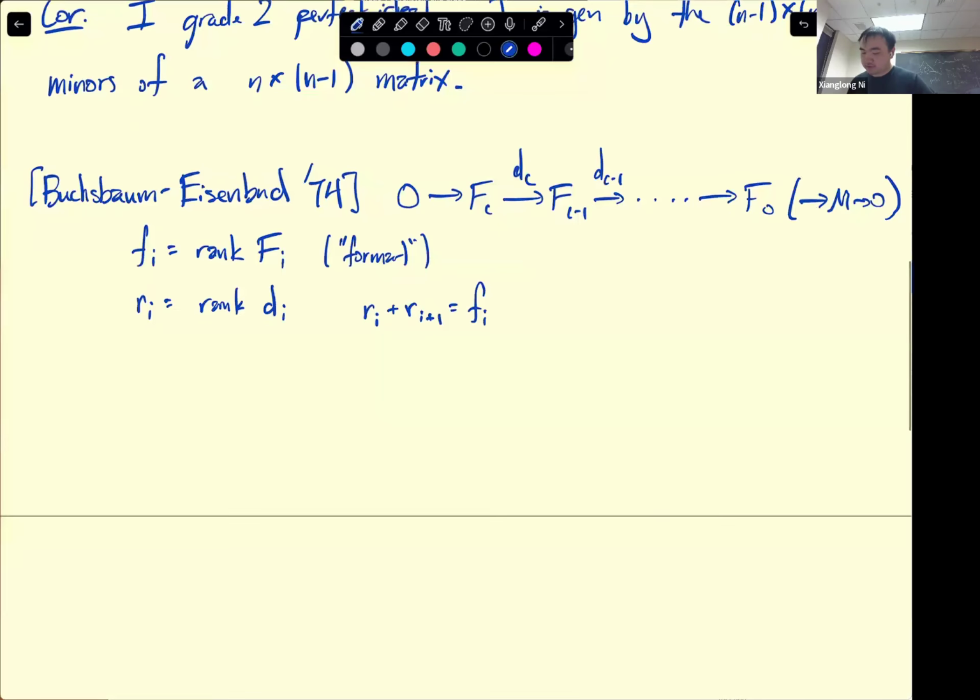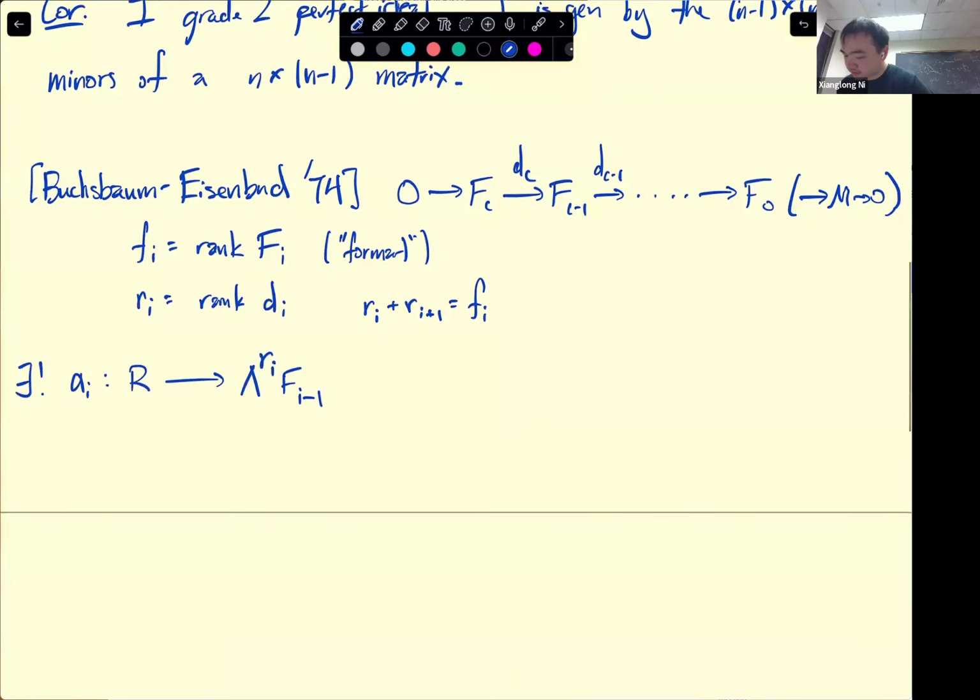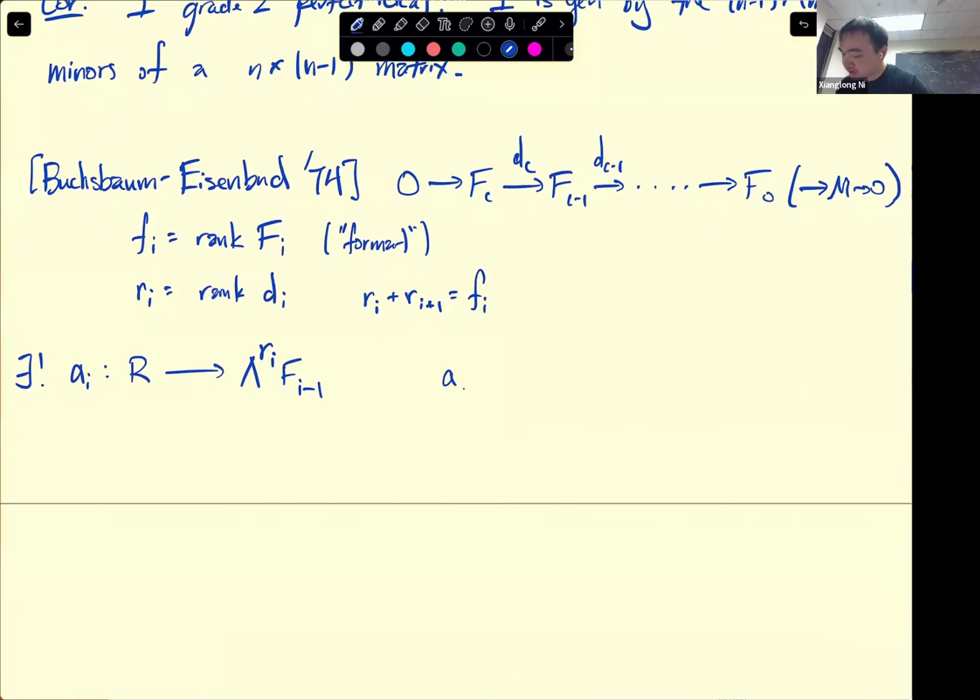So, what is the first structure theorem of Buchsbaum and Eisenbud? The structure theorem asserts the existence of unique maps a_i, which are maps from R to wedge r_i F_(i-1), and they are defined as follows. So, they're defined by downwards induction. So first we have that a_c is just defined to be the top exterior power of the last differential. So this is wedge r_c d_c.